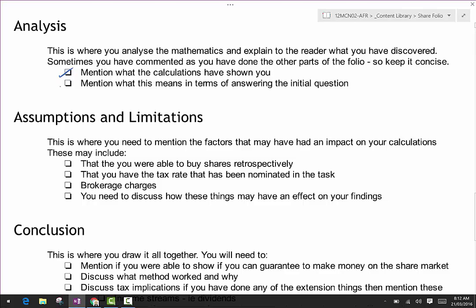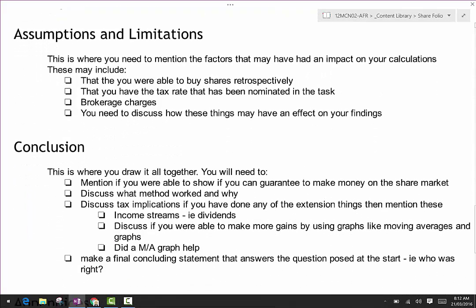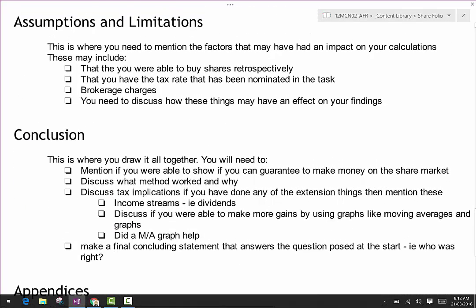And also you want to mention what you have found in terms of answering the initial question. So you might find that either Sid or Manny is correct. You might find just buying long-term over 10 years is the best thing to do. Just buy them and hang on to them and don't worry about anything else. Or you might have found another way where you can actually maximize your gains, even if the share market is a bit dodgy, like a falling market, how you can make some money on that as well. So that's really important. This analysis bit will take you a bit of time to bring together and be really concise. The other thing that people tend to forget a little bit is assumptions and limitations.